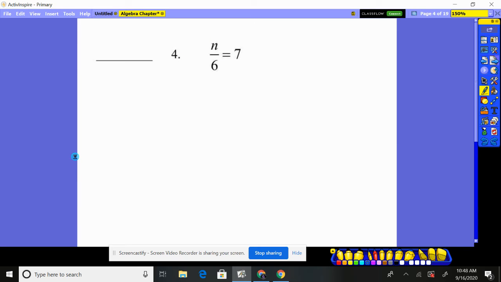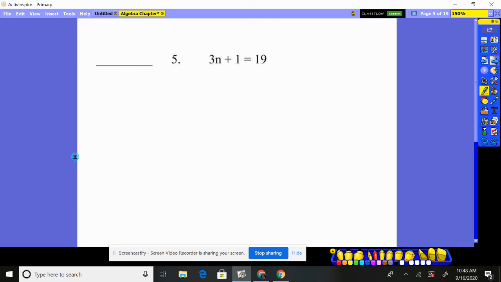Well, number 4, it says some unknown number divided by 6 is 7. So how are we going to undo that dividing by 6? Multiply both sides by 6. It'll cancel it out there. N is equal to 7 times 6, 42. 42 divided by 6 is 7. So we know our answer is correct.